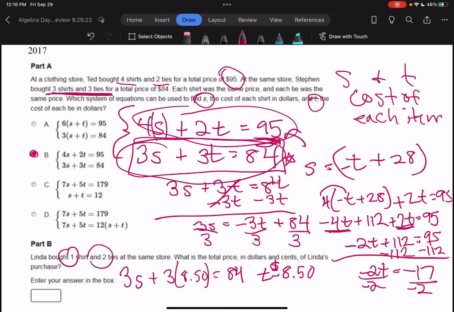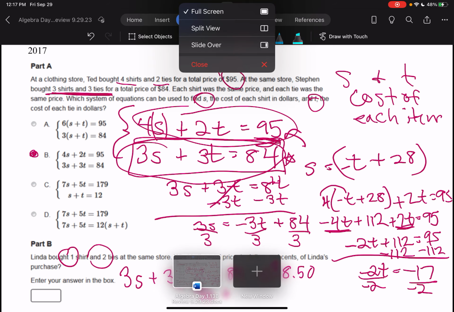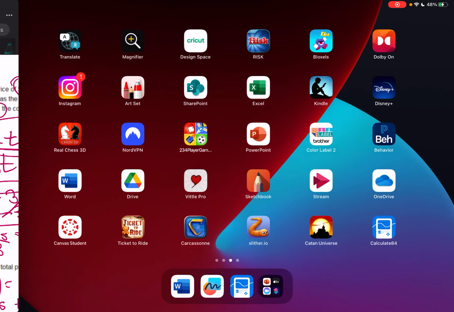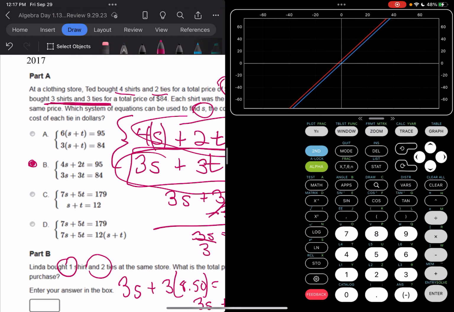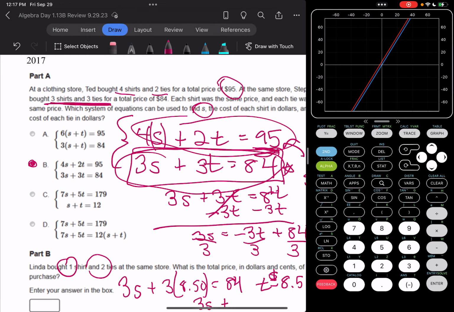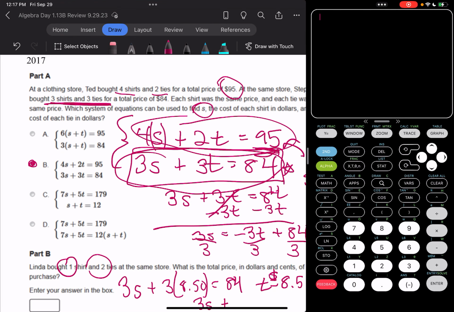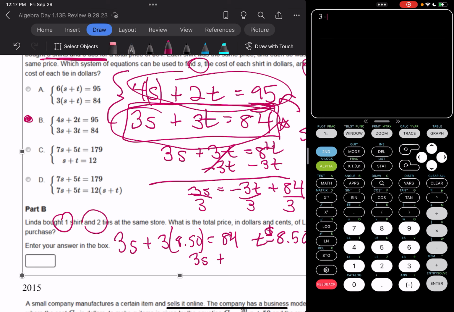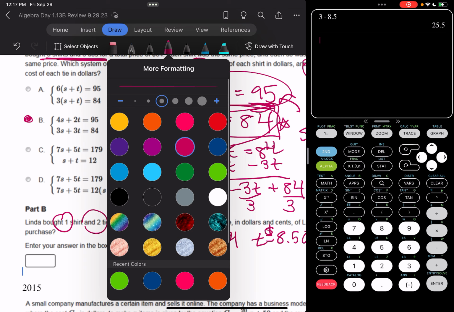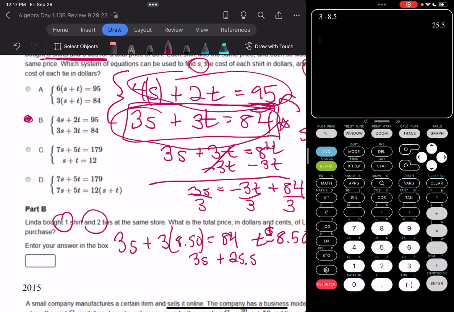Okay, so then we get 3S plus, let's go ahead and pull up my calculator. All right, so if we have now 3 times 8.50, we get 25 and a half, equals 84. I'm going to subtract 25.5 from 84 on both sides.